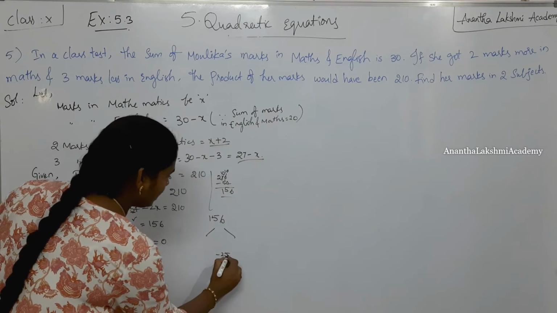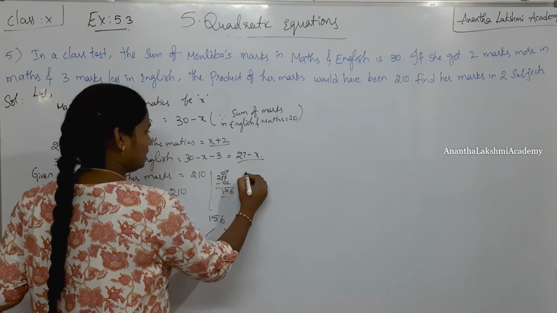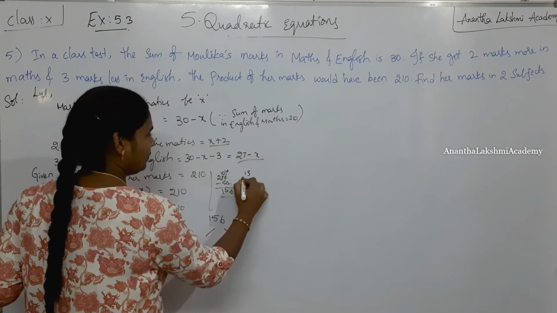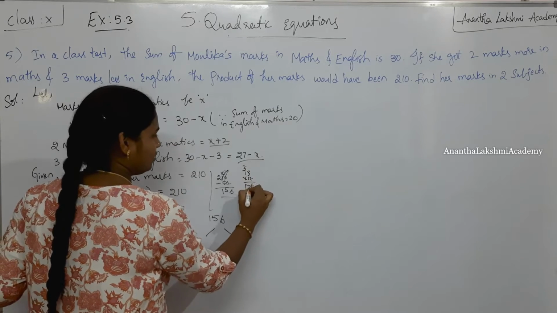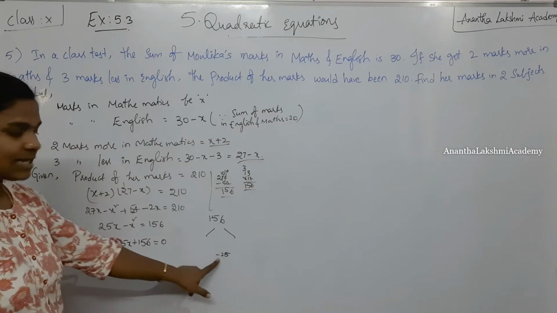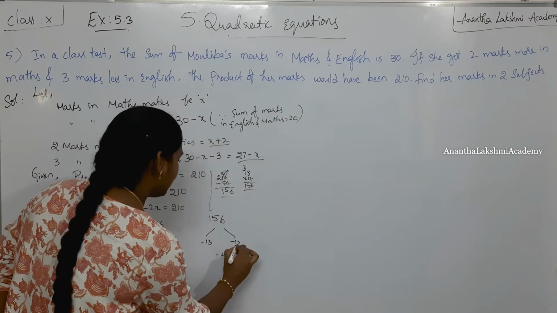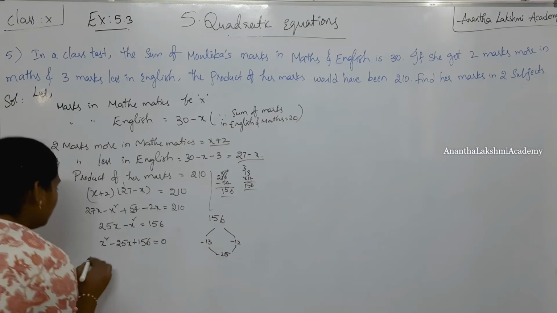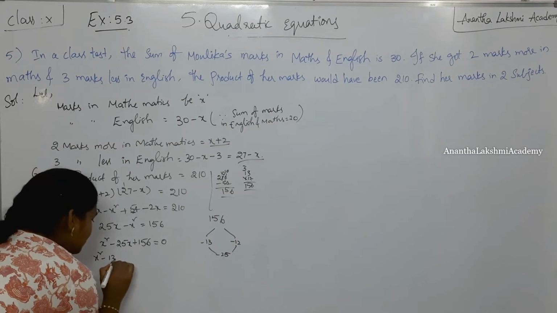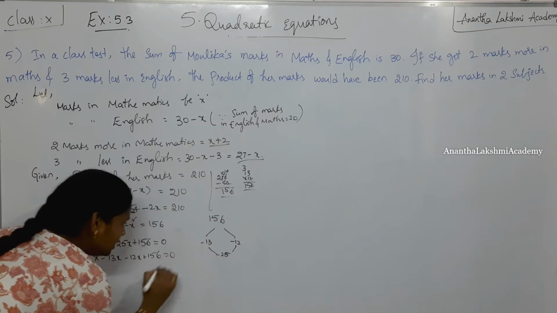So, if I consider 25, 13 12s are, let us take 13 12s are 156. 12 3s are 36, 12 1s are 12, 15. Okay, this matches. So, since the sum needs to be negative, I am going to consider this as minus 13 and minus 12. When they multiply, you get positive 156. So, x square minus 13x minus 12x plus 156 is equal to 0.